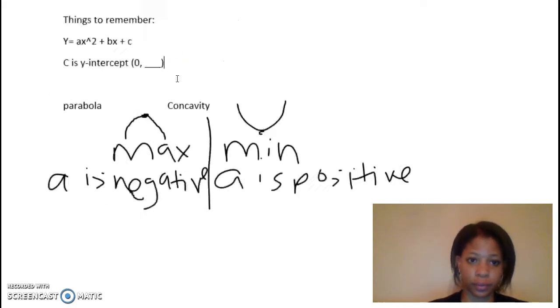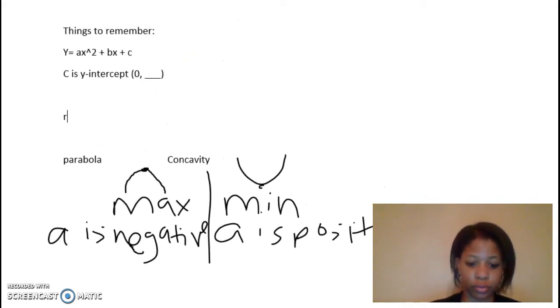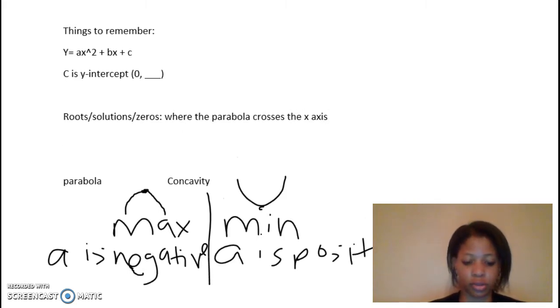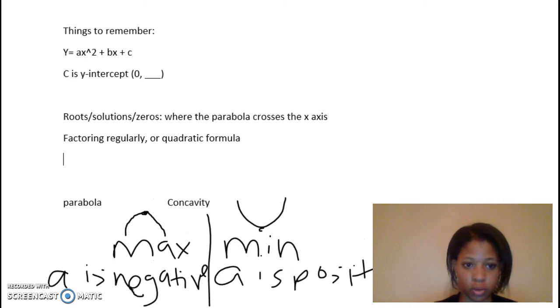Solving. So if we're trying to find roots, solutions, or zeros, they are all the same thing, and that means where the parabola crosses the x-axis. You're going to find them, you can do two things. One is factoring the regular way, or you have to use the quadratic formula. So when your a value equals 1, you're going to factor regularly, but when your a value is greater than 1, you're going to use the quadratic formula.